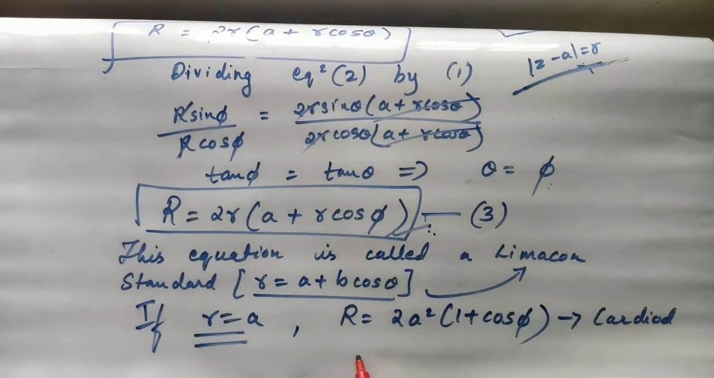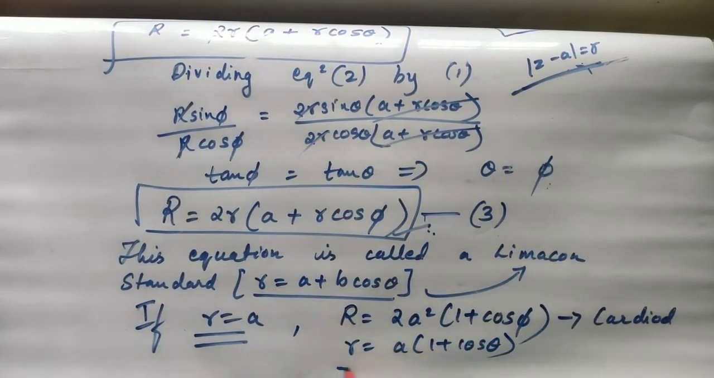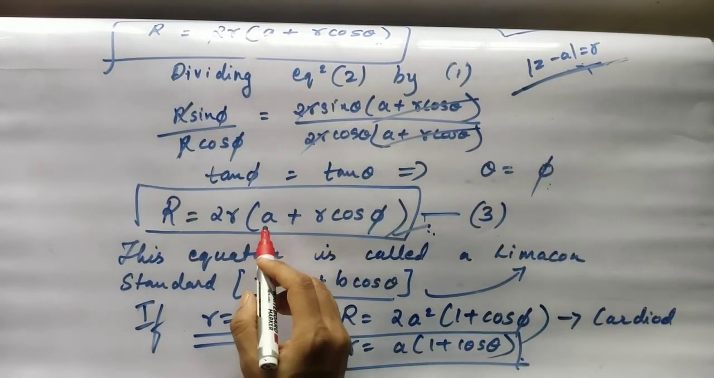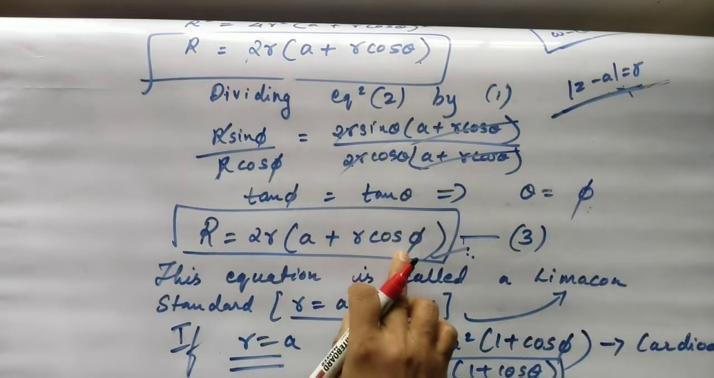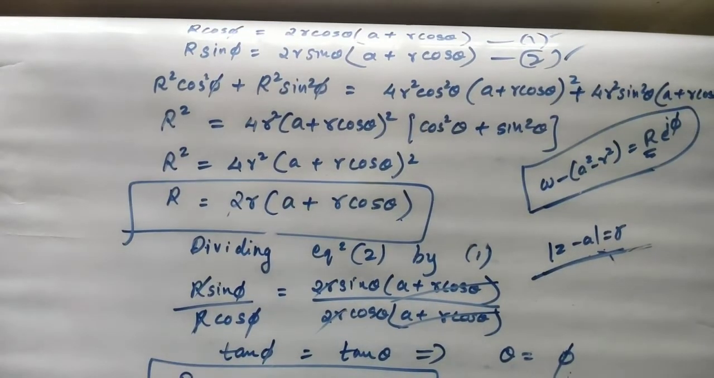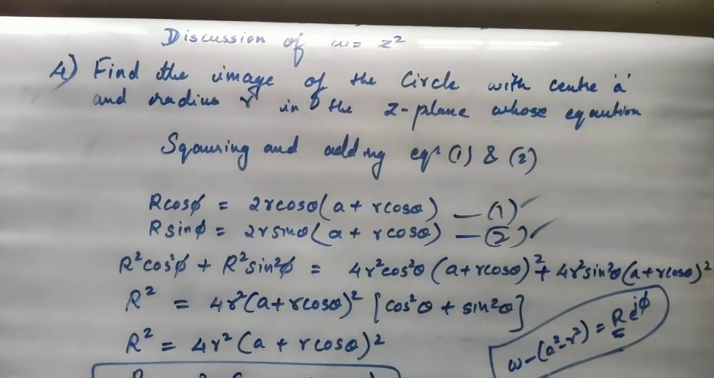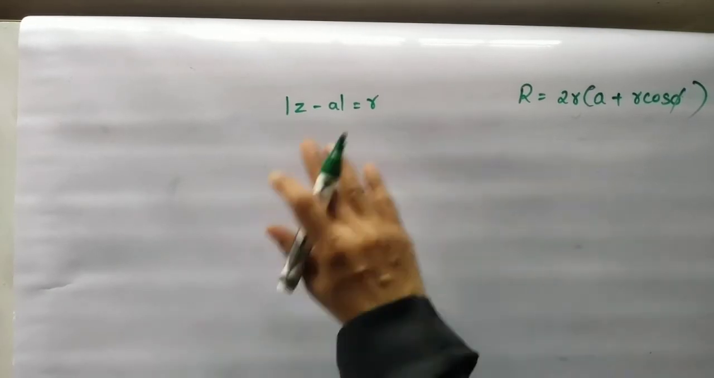The standard form of the cardioid, you have learnt it, r is equal to a into 1 plus cos theta. This is the standard form of the cardioid, is it not? So if r is equal to a in the same equation, you get a cardioid. But if that r is not equal to a, this equation is a standard equation of a limaçon. So you should remember all these steps. The question might appear in the question paper. Practice all of it. Understand graphically how the circle is transformed to a limaçon.